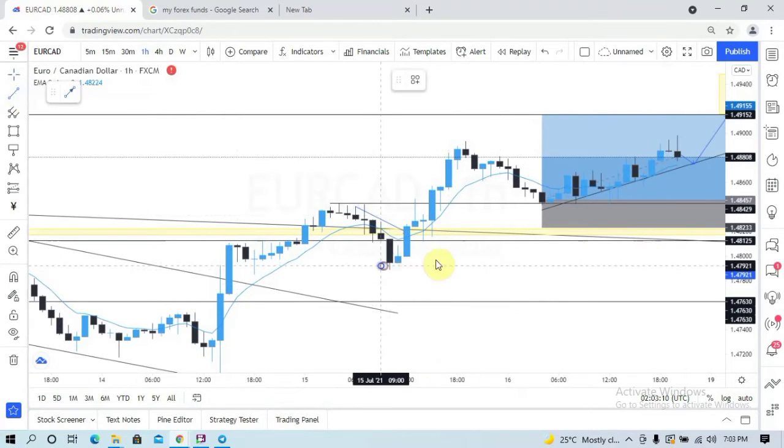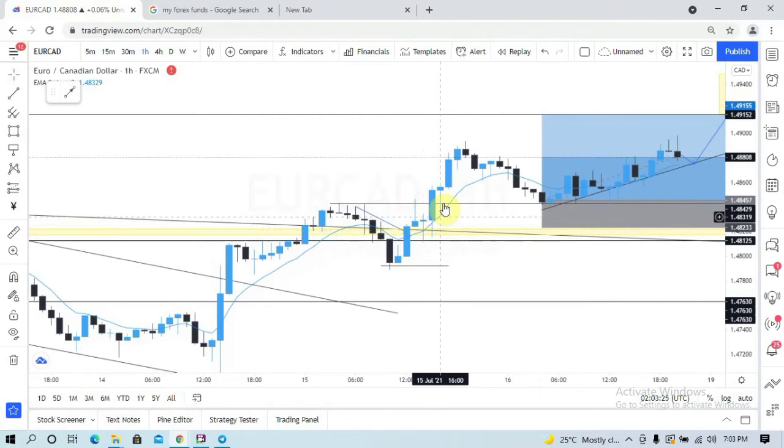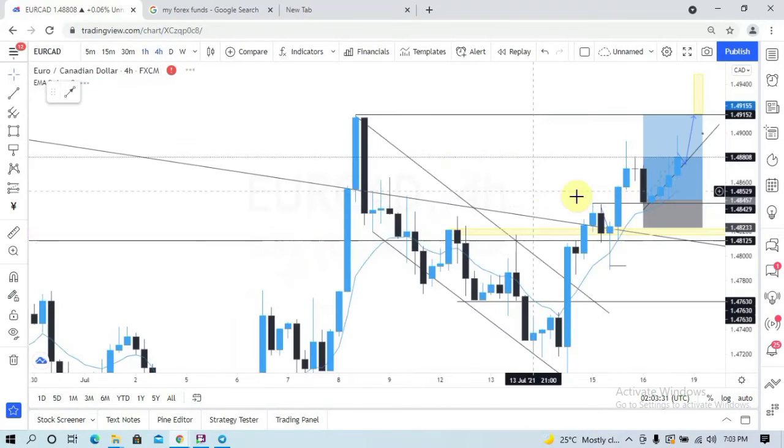So as I saw this candle, I knew that, oh, the market is bouncing up, and my target was like 1.49145. So I got into an entry right here just as the market broke this structure. I got into another entry, and I took profit when I saw that the market wanted to make a correction.